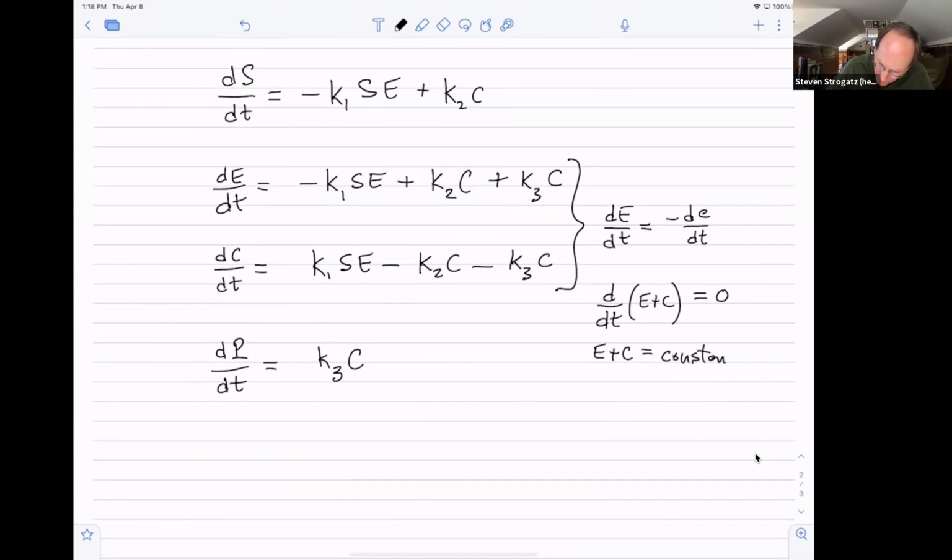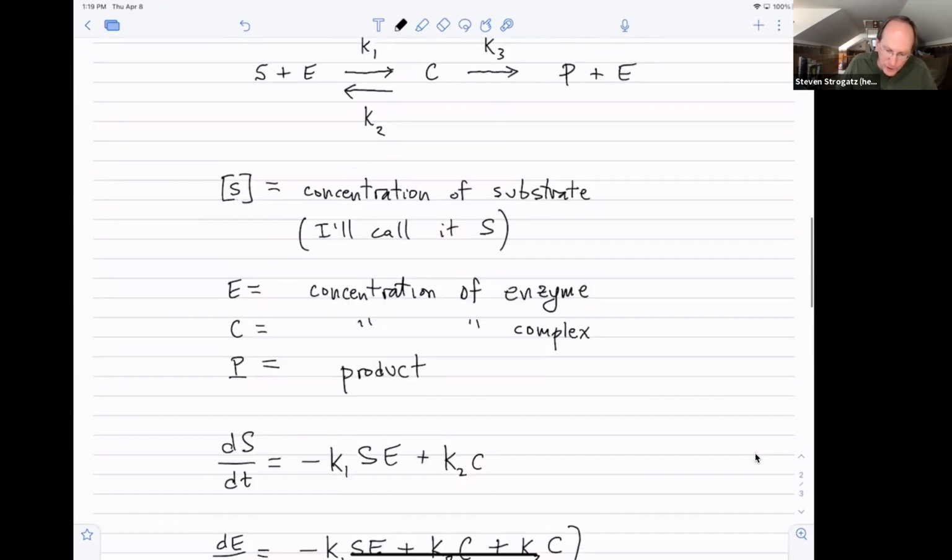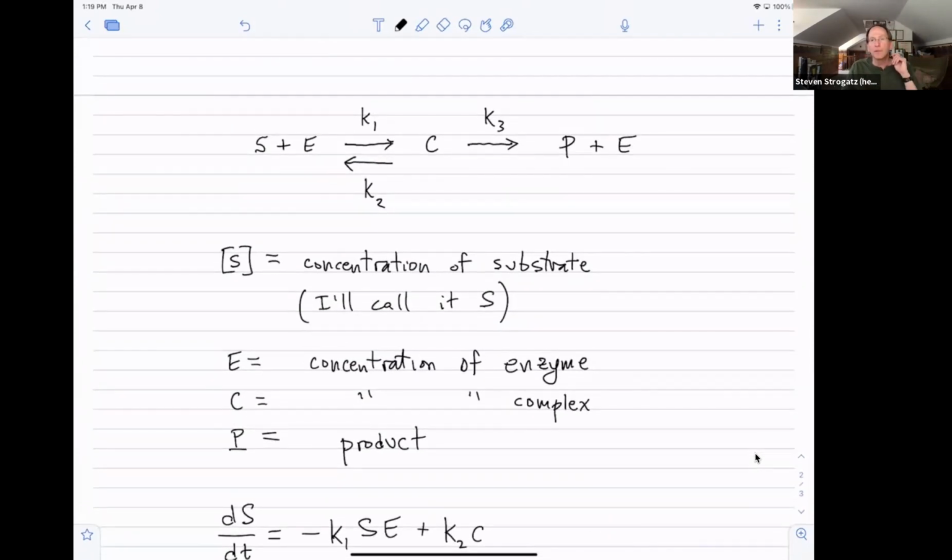Right, that's a constant for all time. Now, that should make biochemical sense because we're not creating or destroying the enzyme. The total amount of enzyme in the system stays constant for all time. It's either in the form of free enzyme or it's attached to the substrate to make a complex. And that's it. There's just whatever total amount of initial enzyme there is. Some of it goes into the complex and some of it remains free.